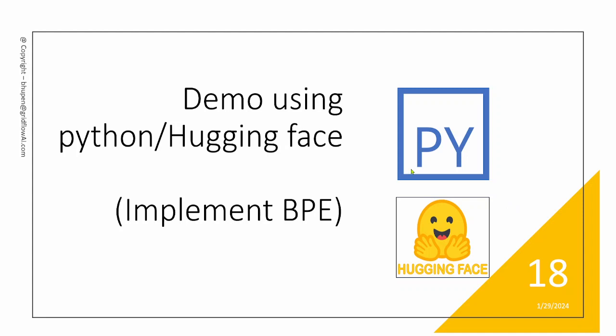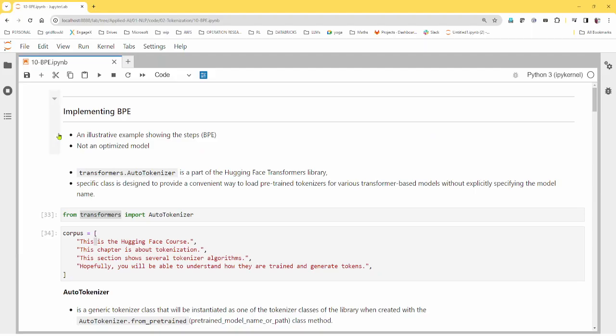Now, that was the conceptual walkthrough or the theory behind byte pair encoding. I'm going to show you a toy example using a Hugging Face library, and walk you through an illustration of how byte pair encoding actually works. Here is a little illustration of how byte pair encoding is accomplished. This is just an illustrative example, not an optimized one.